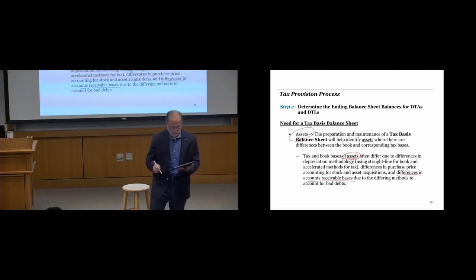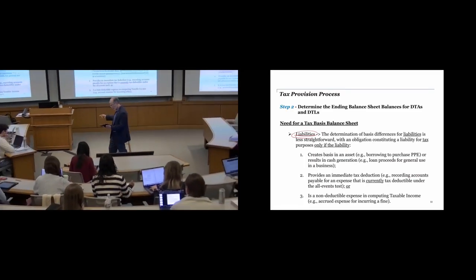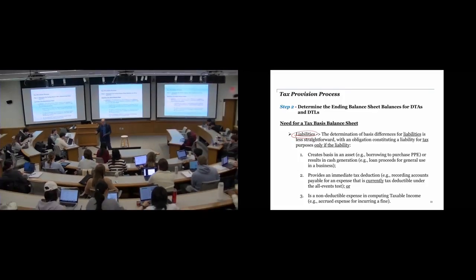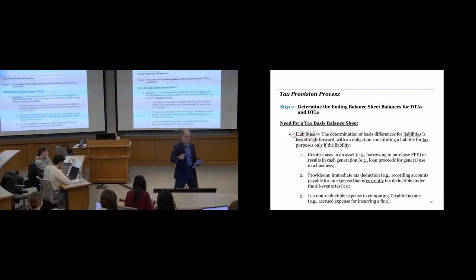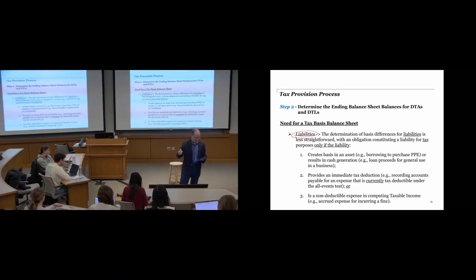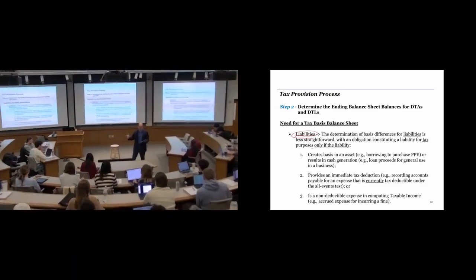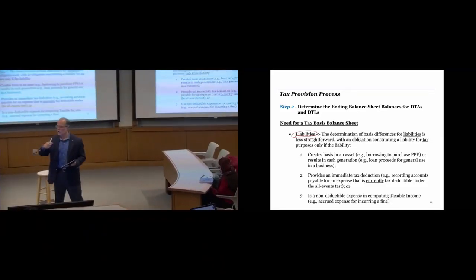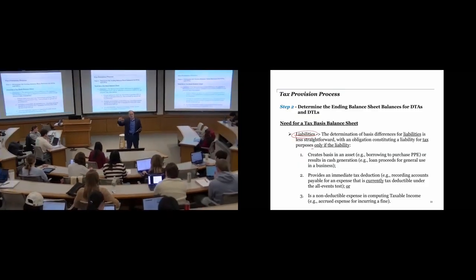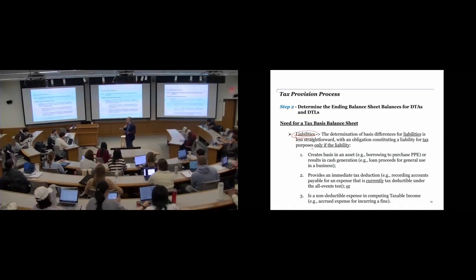When I get to liabilities, this is less straightforward, as I've been saying, with an obligation constituting a liability for tax purposes only if the liability creates basis in an asset. Think of if I borrow to buy property, plant, and equipment. My borrowing, my liability, created an asset on the balance sheet. Now I have tax basis in that liability, or it results in cash generation. So if I just borrow cash to use in my business, I've created an asset as well for purposes of borrowing. Or it provides an immediate deduction.